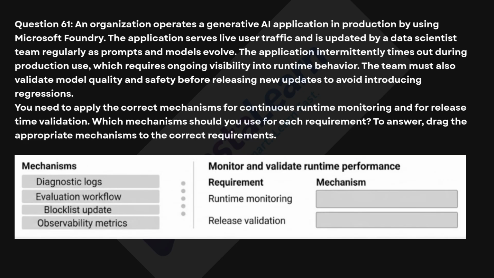You need to apply the correct mechanisms for continuous runtime monitoring and for release time validation. Which mechanisms should you use for each requirement? To answer, drag the appropriate mechanisms to the correct requirements. Mechanisms: diagnostic logs, evaluation workflow, block list update, observability metrics. Requirements: runtime monitoring, release validation.